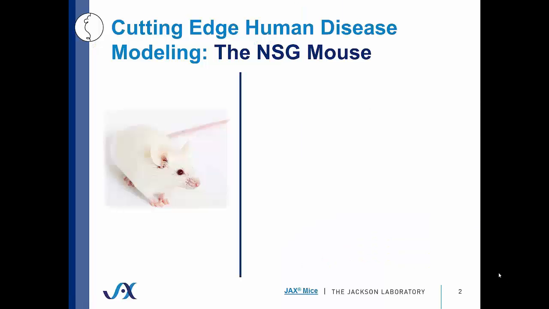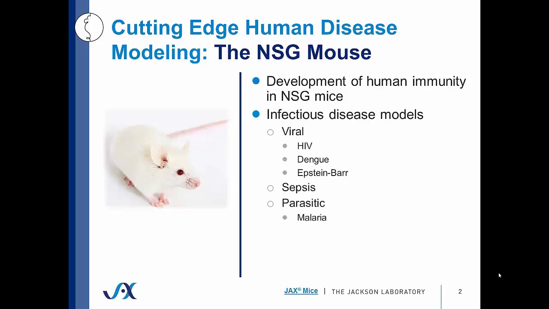To briefly outline what we'll be discussing, we'll be going through the process of how we establish human immunity in the immunodeficient mouse model, NSG mice. Next, I'll highlight a variety of examples of human-specific pathogens that have been modeled in humanized NSG mice, including HIV, dengue virus, EBV, a bacterial sepsis model, as well as malaria.